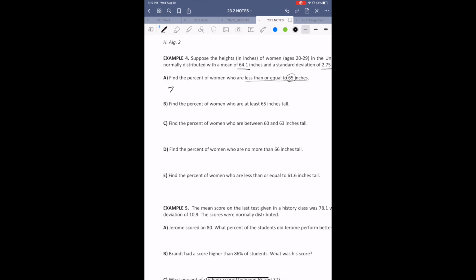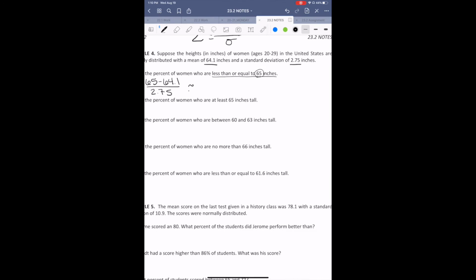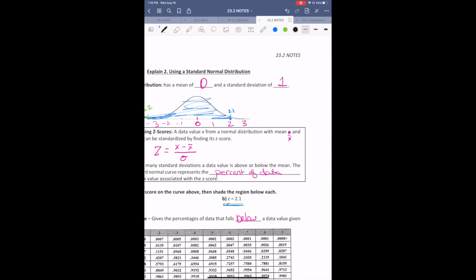Remember the formula for z-score? You're going to take your data value, subtract the mean, and divide by the standard deviation. Okay, and if you need that formula once again, z-score equals data minus the mean divided by standard deviation. This gives us a z-score of 0.32. Okay, now looking at our table, I'm going to go back here.